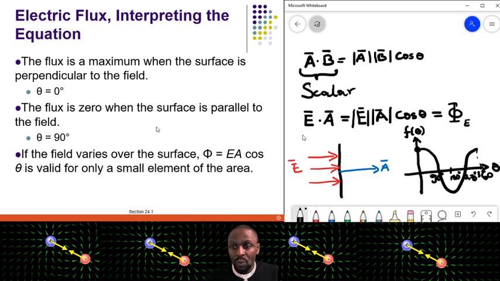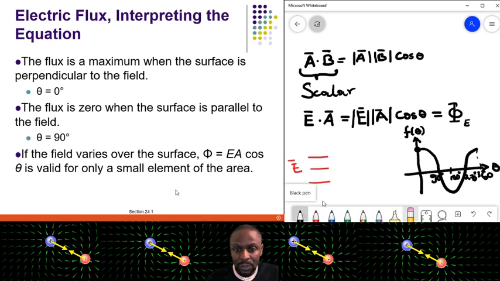Now, in a case where this electric field is parallel to the surface, for example, I just want to plot that one. If the electric field is parallel to the surface, I'm going to plot the surface like that. Now this is my electric field vector there. I'm sending the electric field in this direction. Now what is that vector A? Vector A must be that vector pointing up.